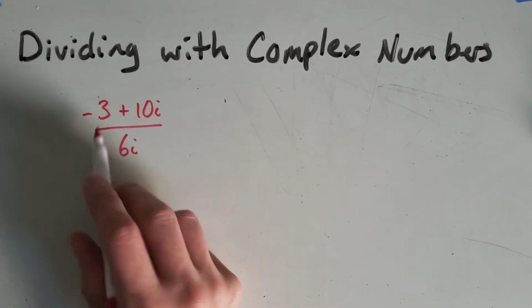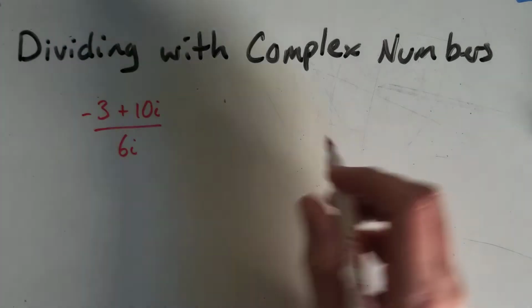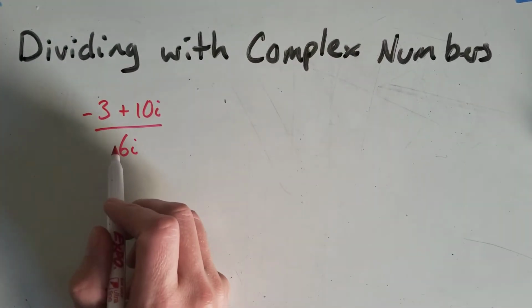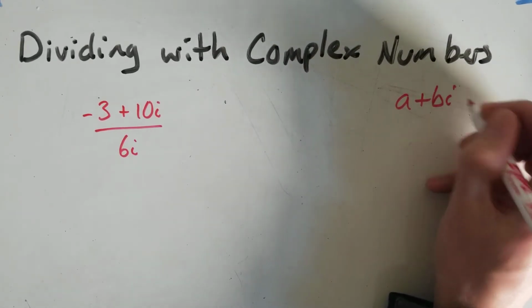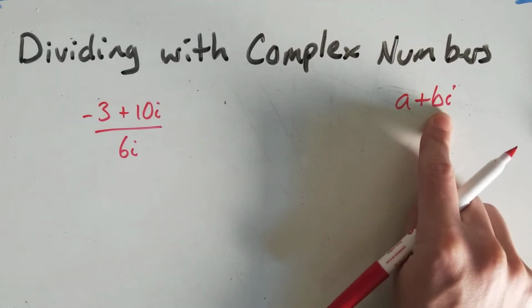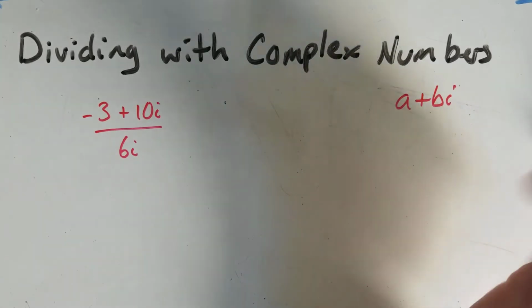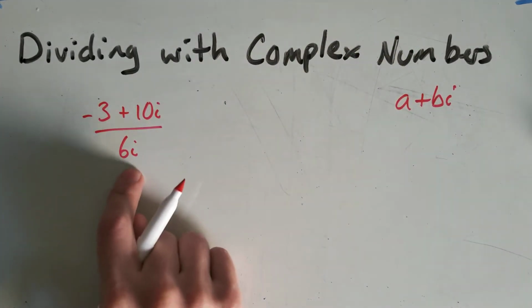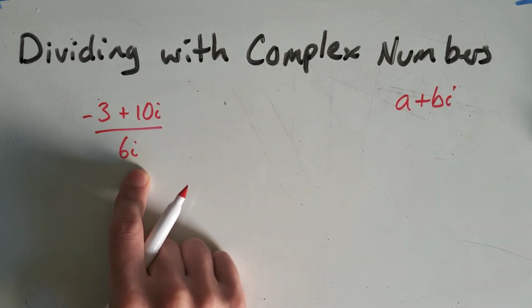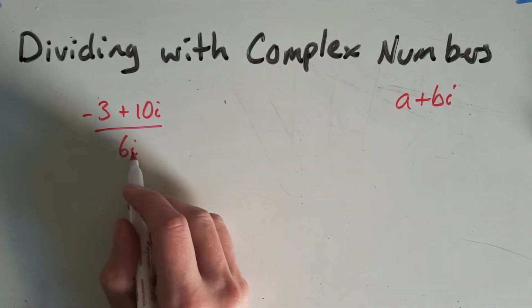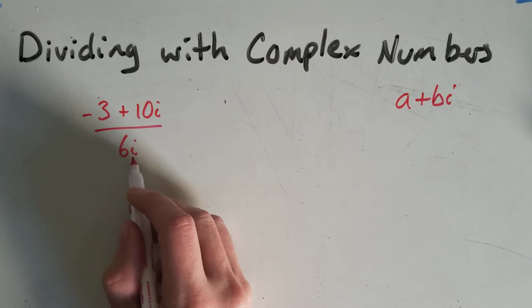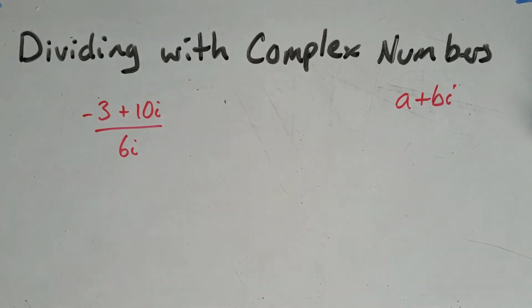The reason why we don't like this being in this form is we can't identify the real and the imaginary part of the number. We're not in the form a plus bi. In this form, you can identify the real and the imaginary part a lot easier than in this form. This is a pain. So in order to do this, what's stopping us from being in this form really is this i in the denominator. So we need to figure out how we can get i out of the denominator.